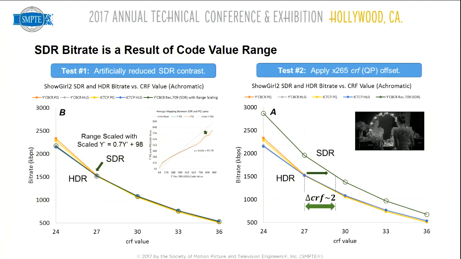So here's the first tuning parameter for HDR. No matter what variation of HDR you're using, whether it's PQ or HLG, ICtCp or YCbCr, you should actually use a CRF value or a QP value that's 2 lower than you would have used for SDR. If you do that, you will get the same curve in terms of the constant quality parameter for x265 and bitrate. And in that case, all of those variations, including SDR, are equal. They all basically have the same compression efficiency if you're doing achromatic only.